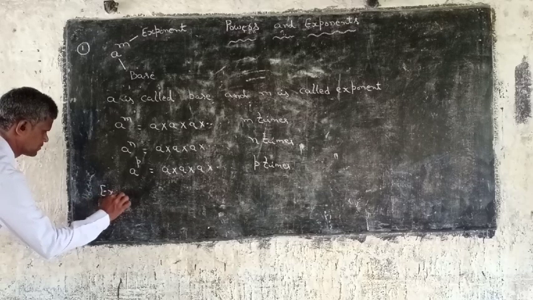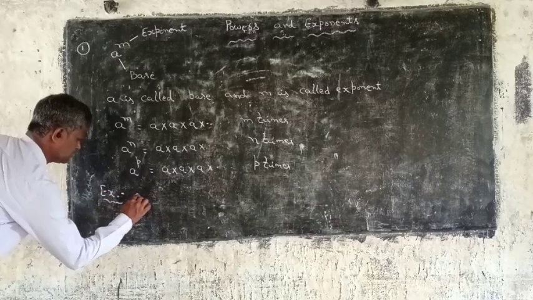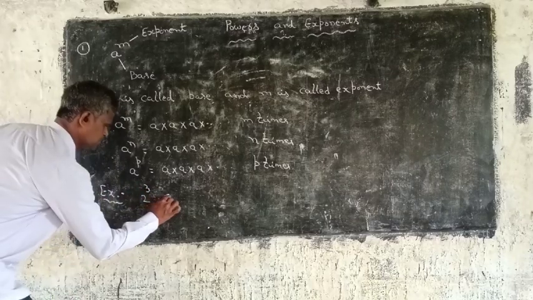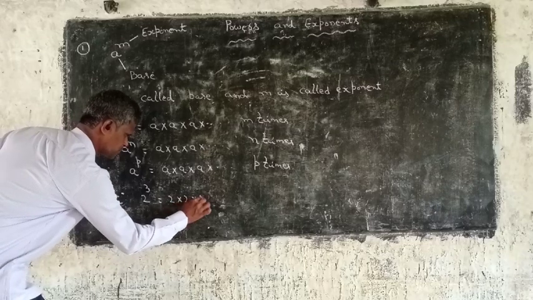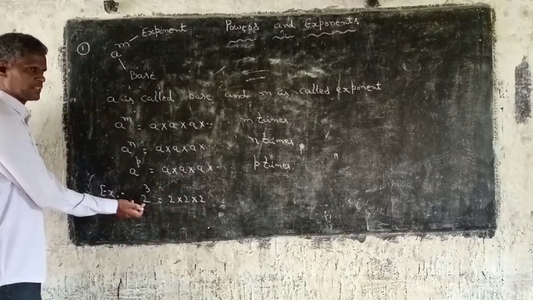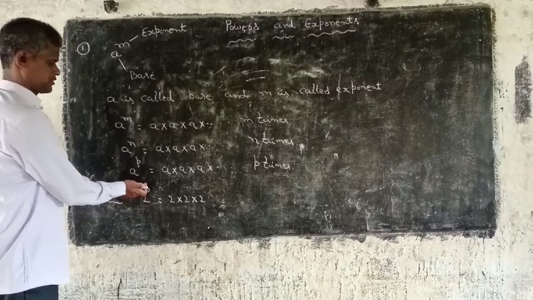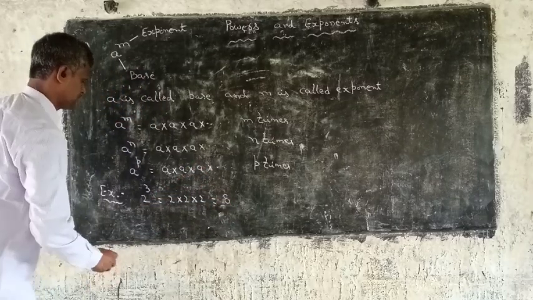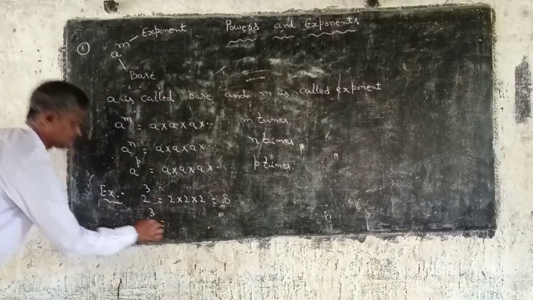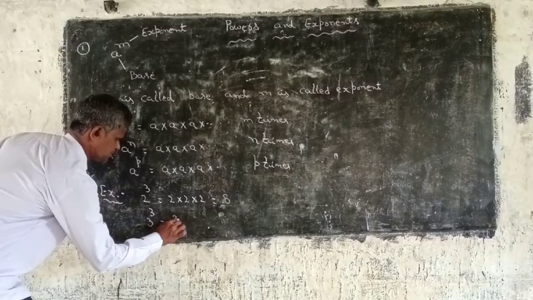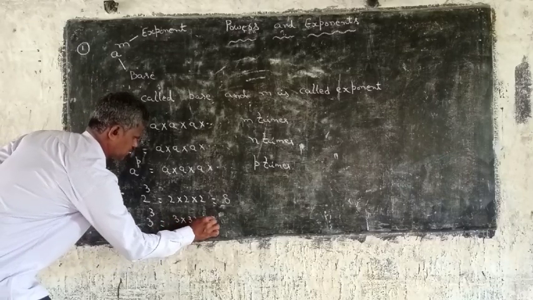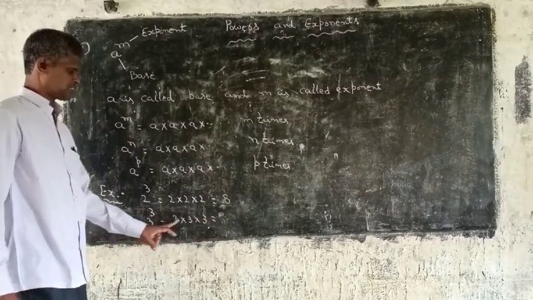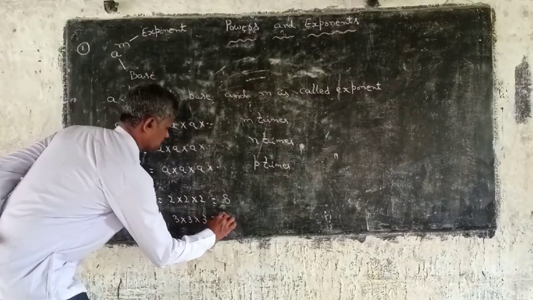Example, 2 cube equals 2 into 2 into 2. 2 is called the base, 3 is called the exponent. 2 twos are 4, 4 twos are 8. And again, 3 cube equals 3 into 3 into 3. 3 is called the base and 3 is called the exponent. 3 threes are 9, 9 threes are 27.